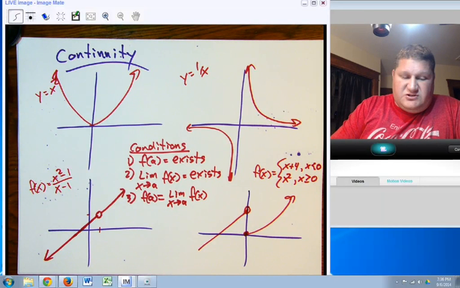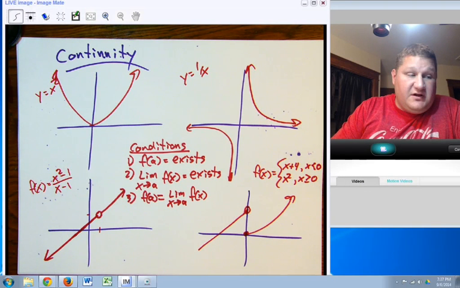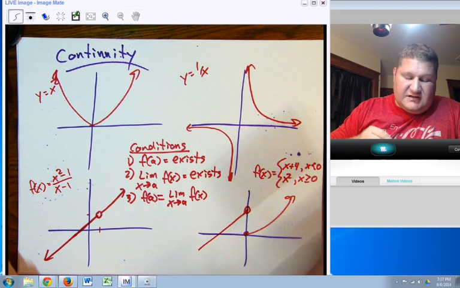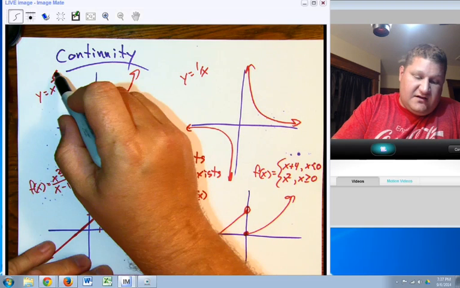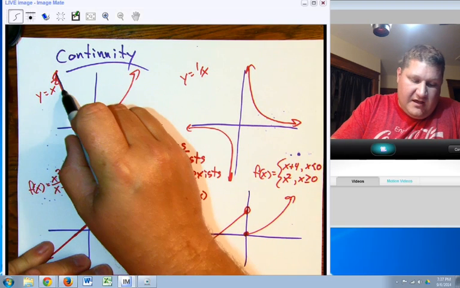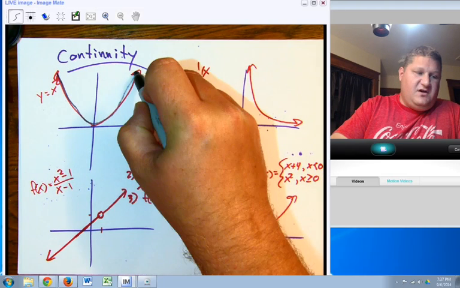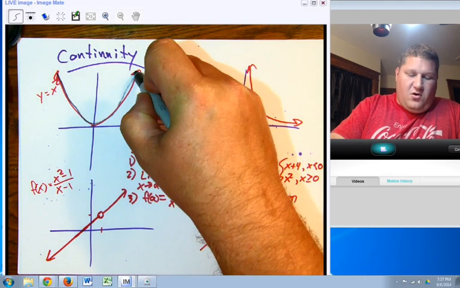Okay, ladies and gentlemen, we're going to talk about continuity. Now, continuity should sound familiar. It sounds a lot like the word continuous. A graph that is continuous is a graph that I can take my pen at one end, and go all the way to the other end without ever lifting up my pen or having any issues.